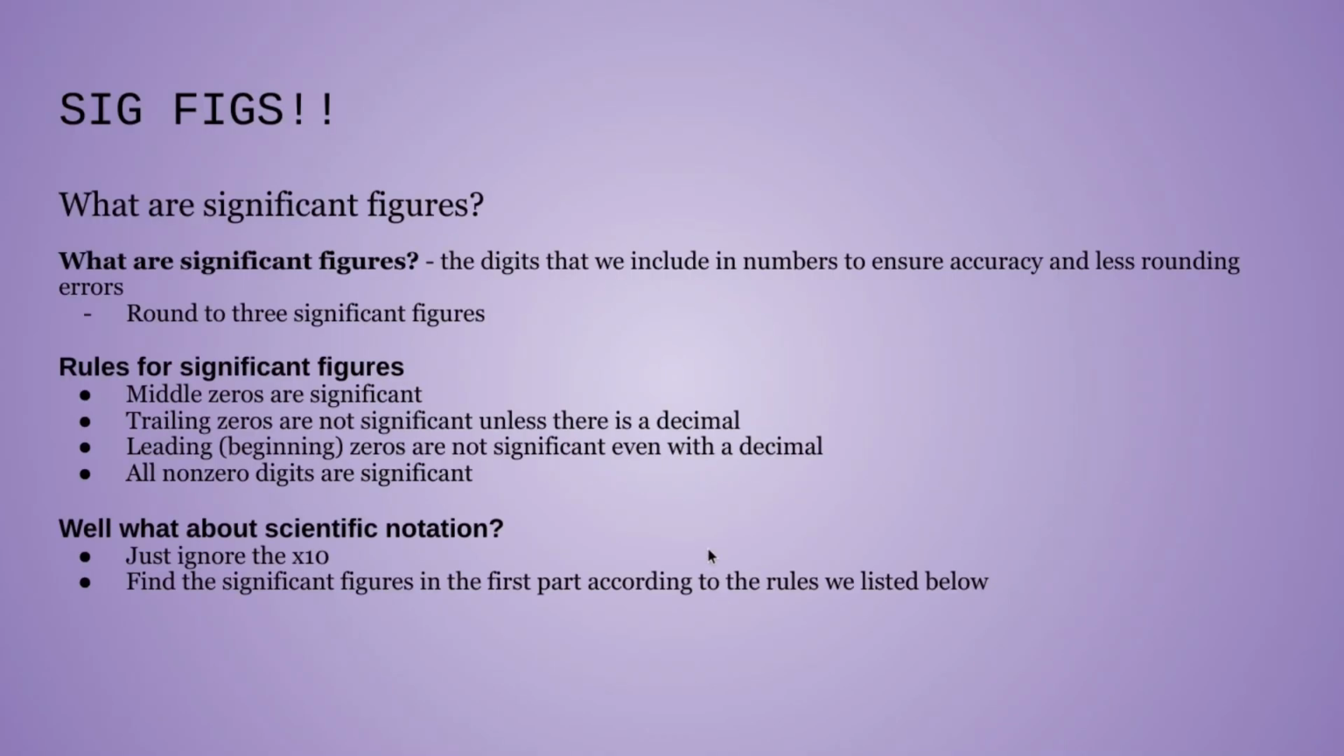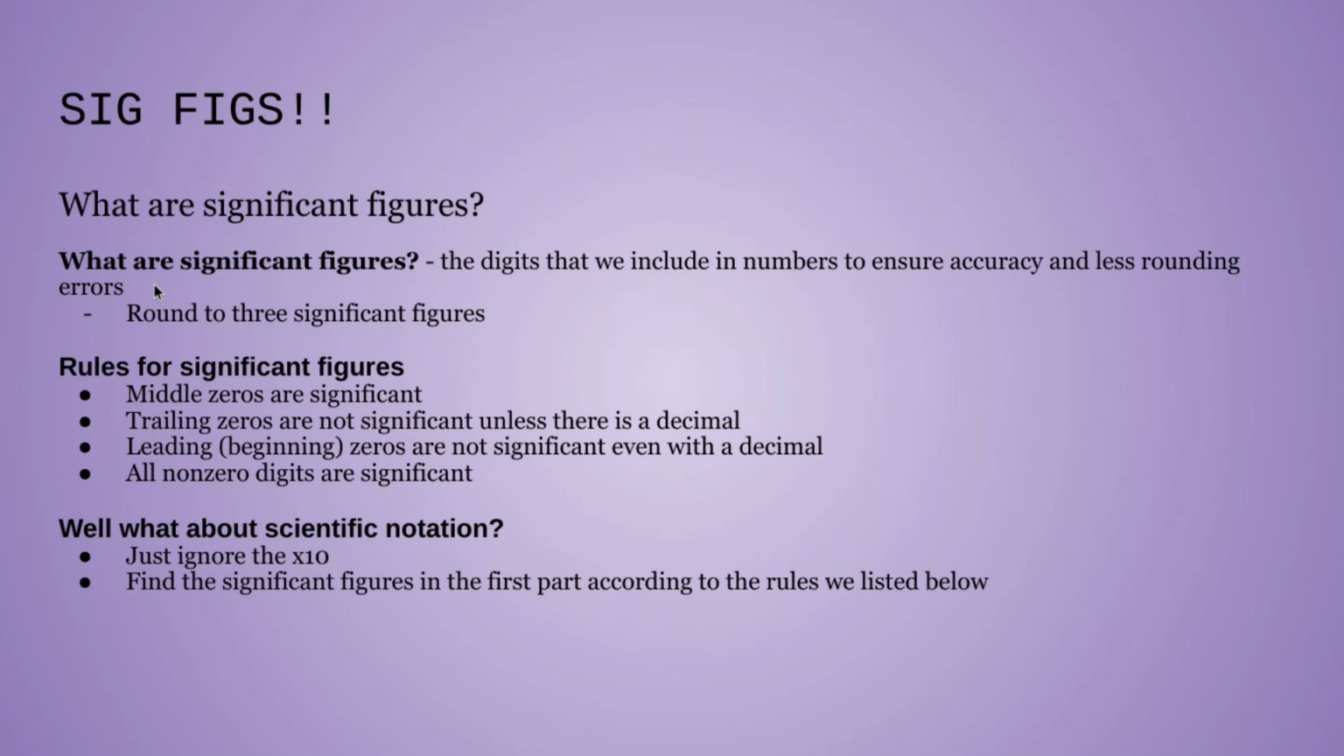So first, significant figures, or sig figs. What are significant figures? They're just the digits that we include in numbers to ensure accuracy and less rounding error, because we know that one of the biggest sources of error is just rounding. If we have a really long number, like pi, and then we round it to 2 digits, there's obviously going to be some rounding errors there.